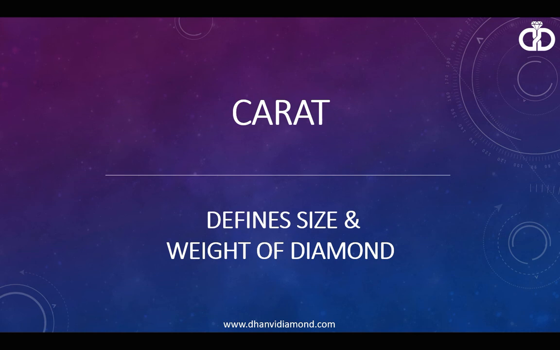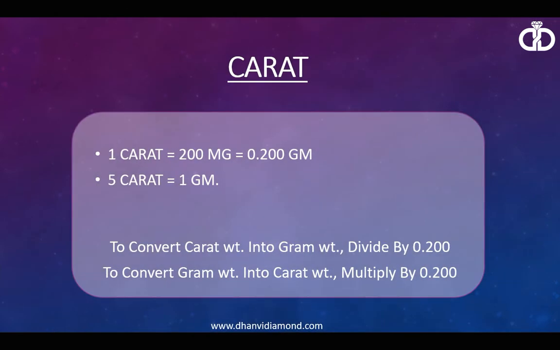So next is carat weight, which defines the size and weight of a diamond, and carat is directly proportionate to the price, because prices in diamonds increase with it. The first factor is carat size. 1 carat is equal to 0.200 grams or 200 milligrams. You can easily convert from gram weight to carat weight, because usually the measurement instruments that are available in the markets are in gram weights. Of course carat weight instruments are there, but they're a little expensive and not available with every jeweler in the market. So you can easily divide by 0.200 to convert gram weight into carat weight, and similarly the other way around.